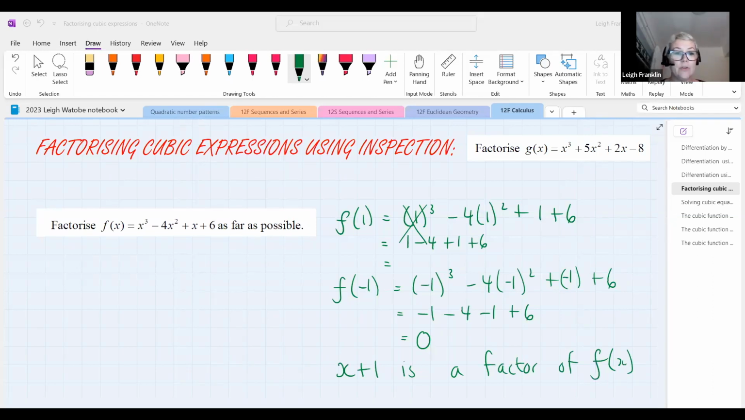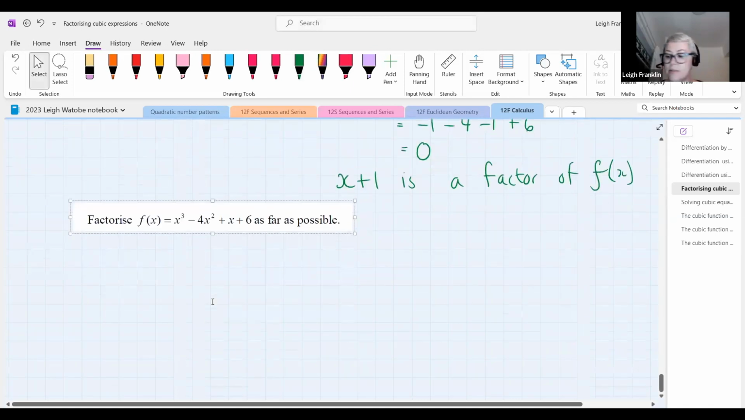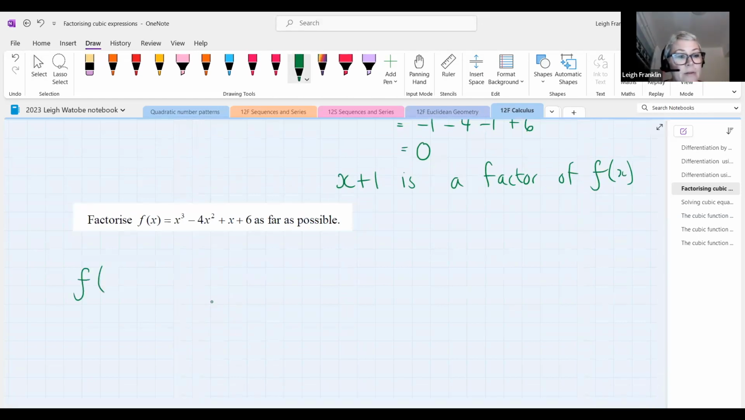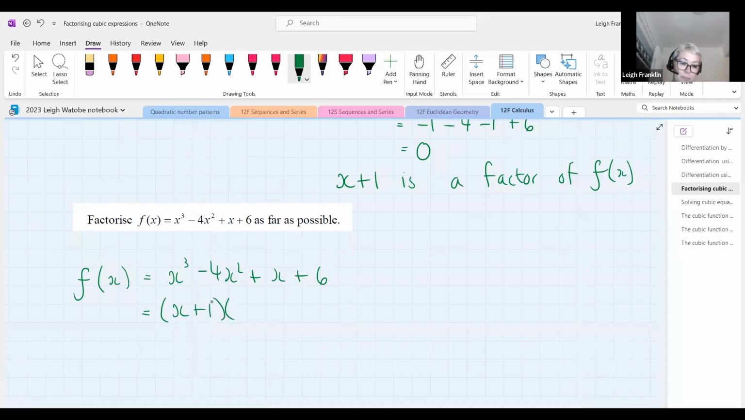All right, let's grab this and go down a little bit. Okay, so now we want to factorize. So we've got f of x equals x cubed minus 4x squared plus x plus 6. And we know that one of the factors is x plus 1. In order to get a cubic expression, we're multiplying a binomial with a trinomial. So I'm going to call my trinomial ax squared plus bx plus c.